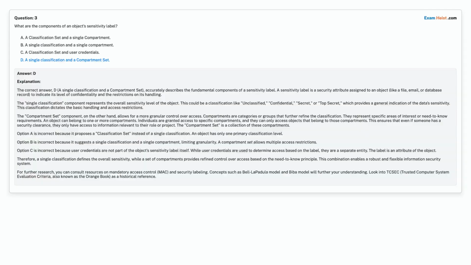Correct answer is Option D. A single classification and a compartment set.